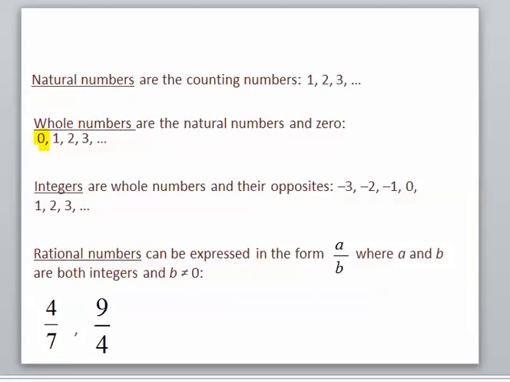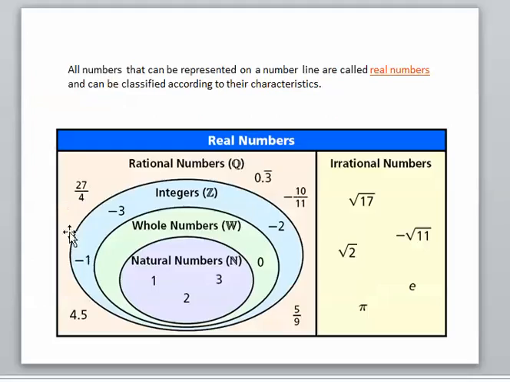The next subgroup is integers. Integers are the whole numbers and their opposites. So 3 and negative 3, 2 and negative 2, 1 and negative 1. For integers, we don't use the initial I because we use that for irrational numbers, so we use Z as the abbreviation. Notice that it includes 1, 2, and 3, and its opposites, as well as 0.